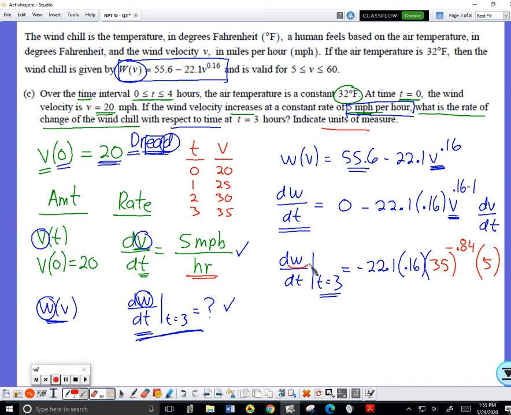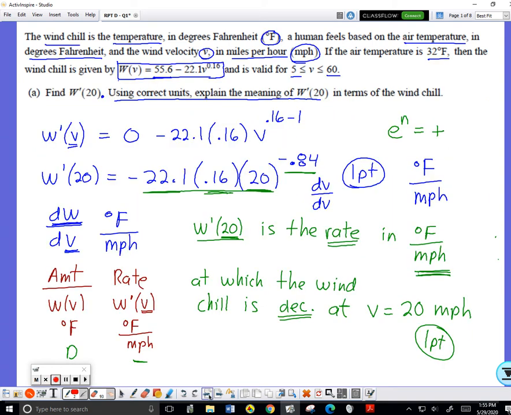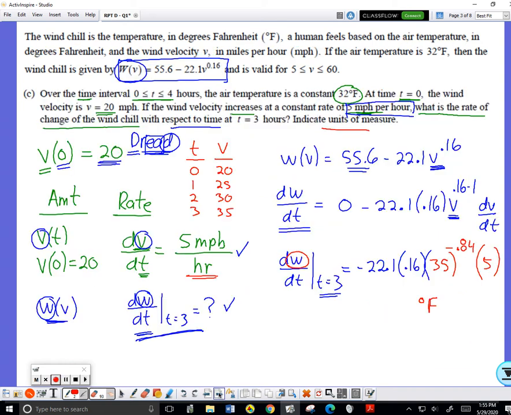So the units for W are degrees Fahrenheit. We figured that out earlier over here. The units of W are degrees Fahrenheit. The units of time are hours.